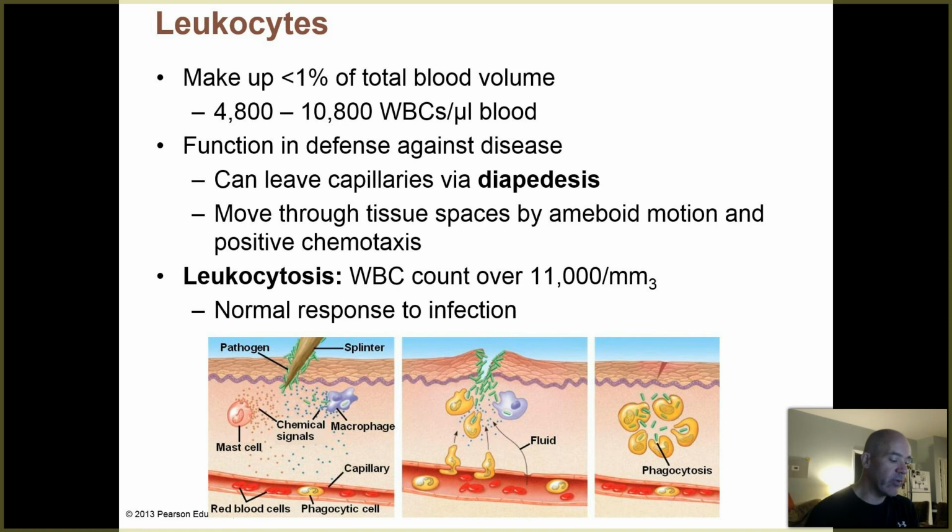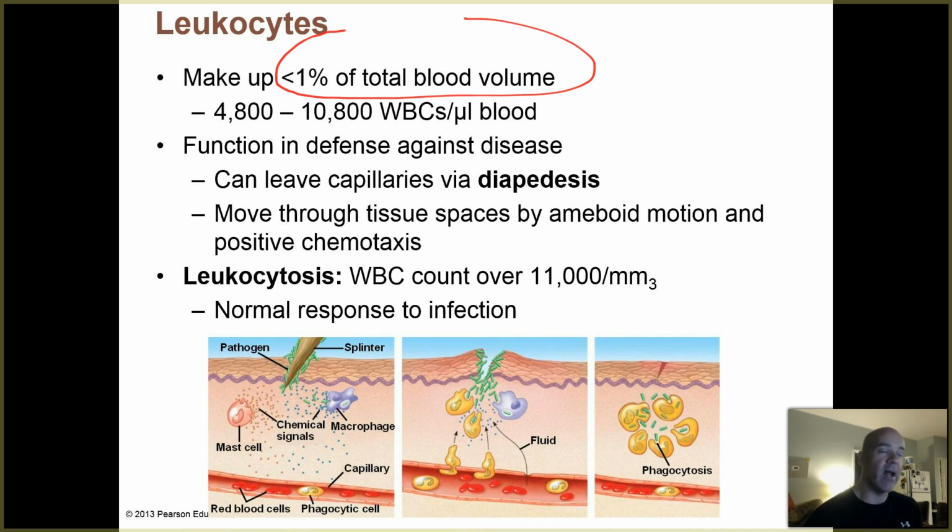So as we've seen already, the leukocytes or the white blood cells do not make up a very large portion of your blood volume. In fact, it's less than 1% of your total blood volume, as opposed to about 45%. Sorry, I've got a staple over here that's sticking to my stylus.